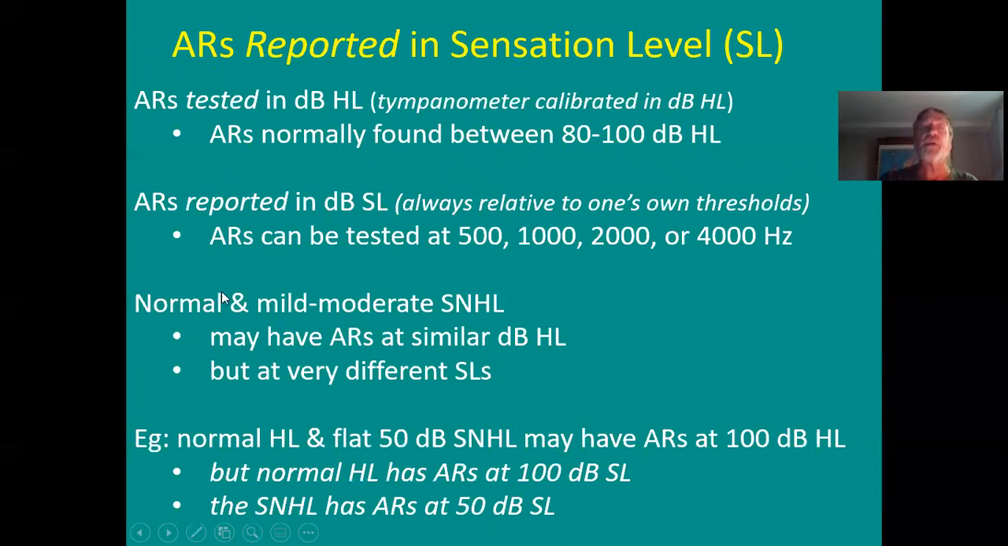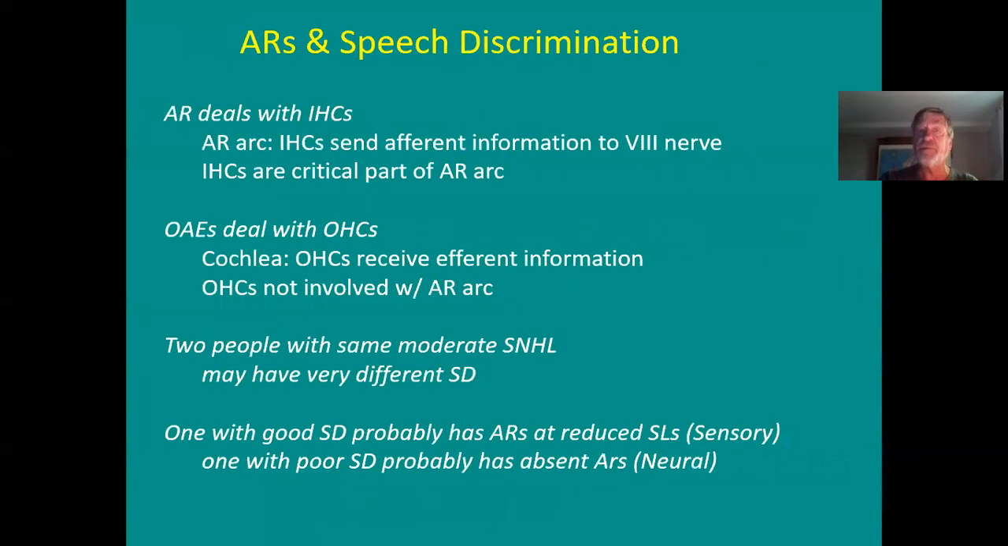Mild sensory neural loss may have acoustic reflexes at a similar dBHL to someone with normal hearing. But of course, the sensation levels will be very different. And that's what the example here is given. Have a read. Normal hearing and a flat sensory neural loss may have acoustic reflexes, both of them at 100 dB. But the normal hearing person has acoustic reflexes at 100 dB SL, sensation level. The sensory neural loss may have acoustic reflexes at a reduced sensation level because his or her floor of hearing is 50. So if the acoustic reflexes kick in at 100, the difference is 50.